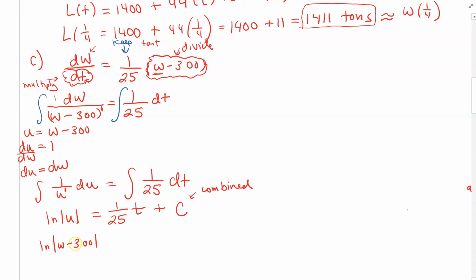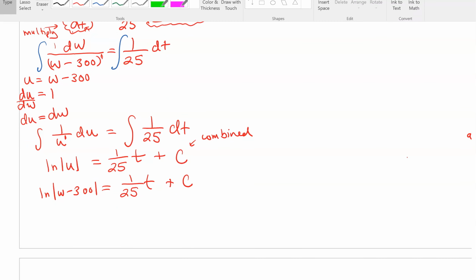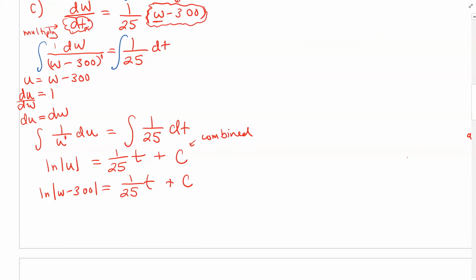But it was to the first power, so the antiderivative is natural log of that whole entire blob, which we call a u, and then we can call it whatever it really is once we figure that out. So it's natural log of w minus 300. Okay, and that equals 1 over 25 times t plus the constant. Now comes the task of trying to solve for w, right? Evaluate w. So I'm going to take e and raise that to both sides.